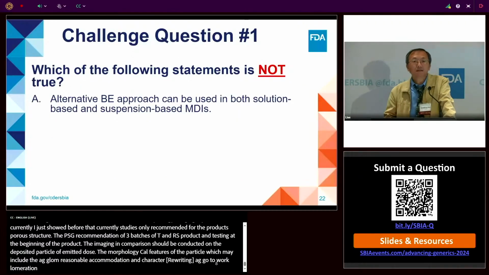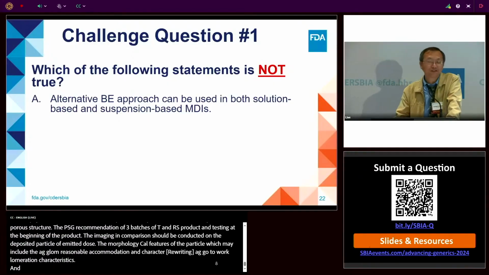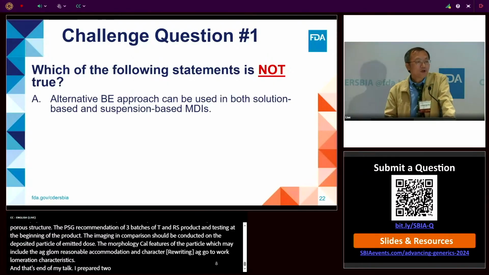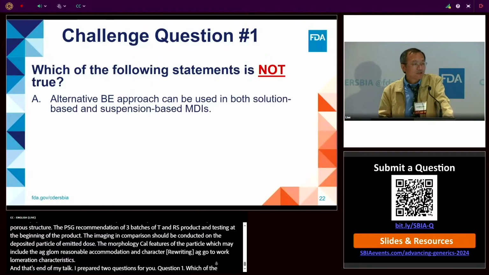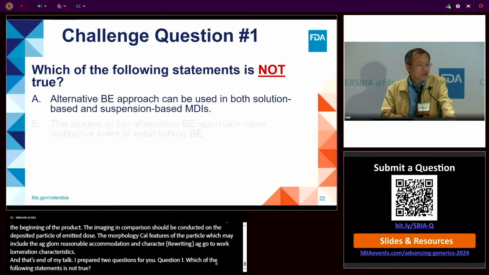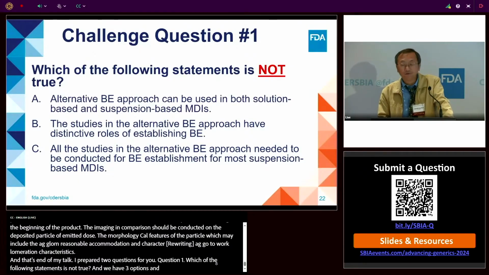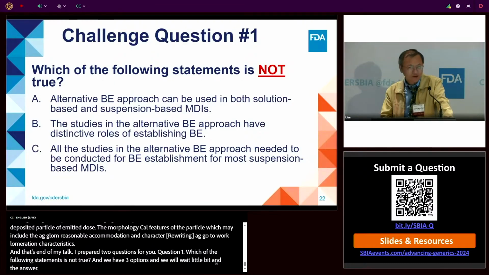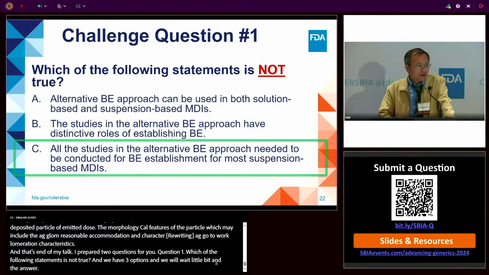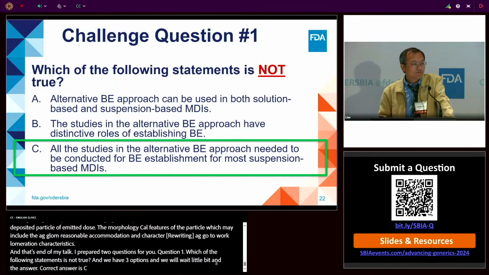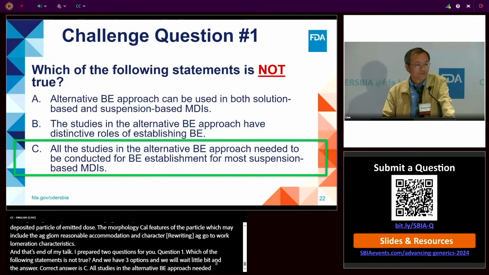So, at the end of my talk, I prepared 2 questions for you. Question 1, which of the following statements is not true? So we have 3 options, and I wait a little bit and then review the answer. So the correct answer is C. All the studies in the alternative BE approach need to be conducted for BE establishment for most suspension-based MDIs. This statement is not true.